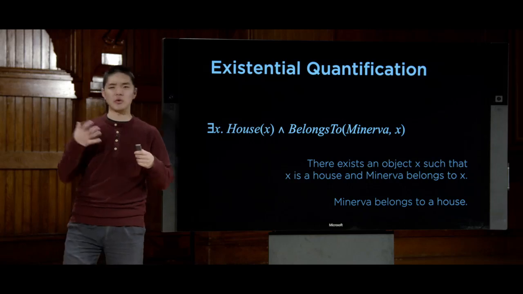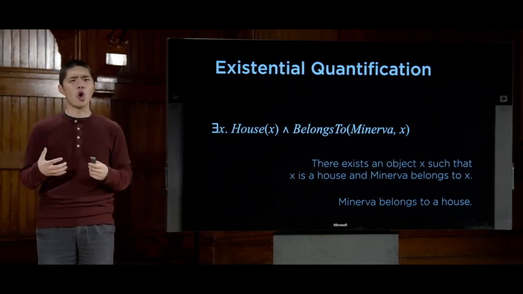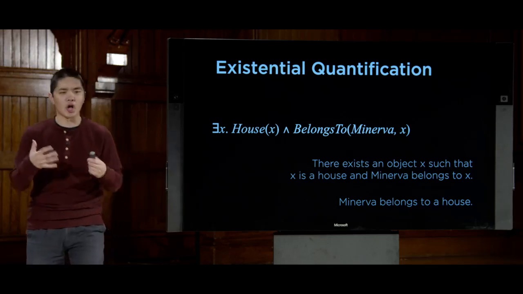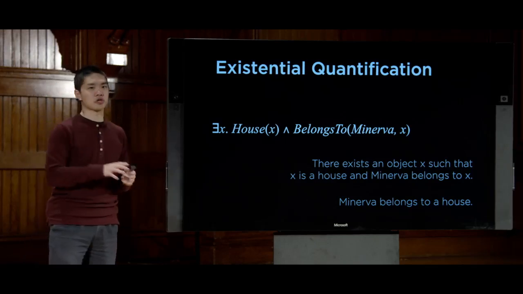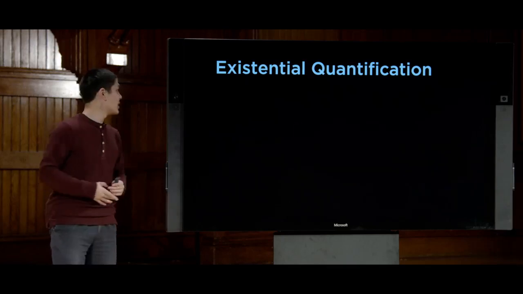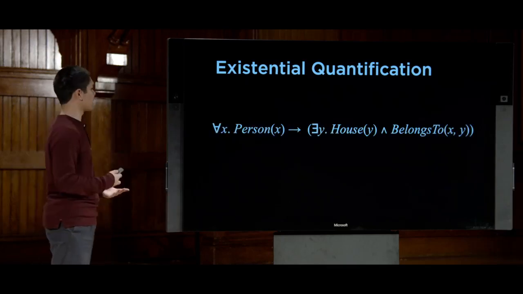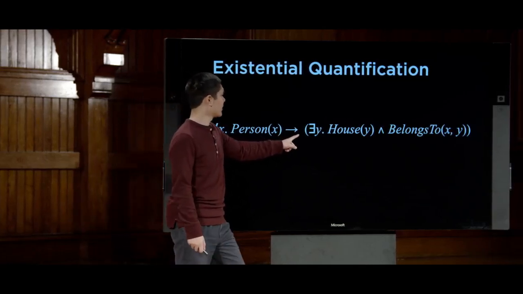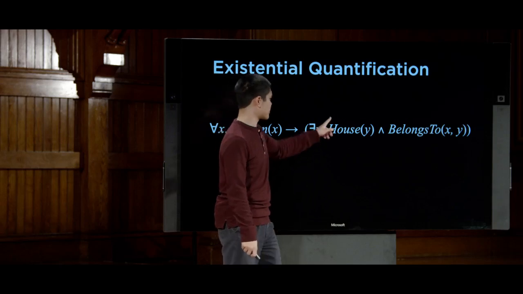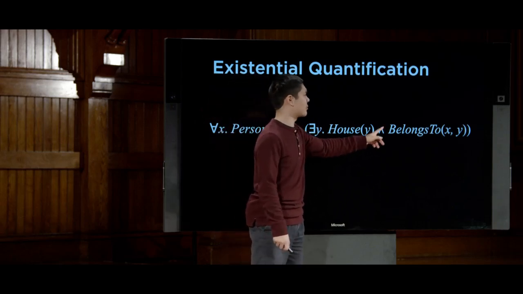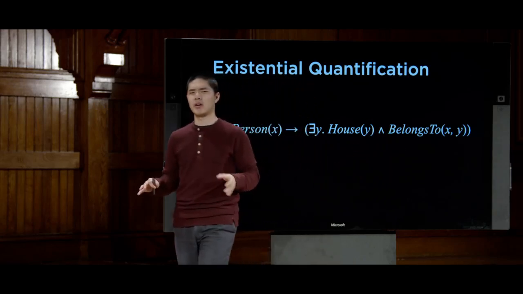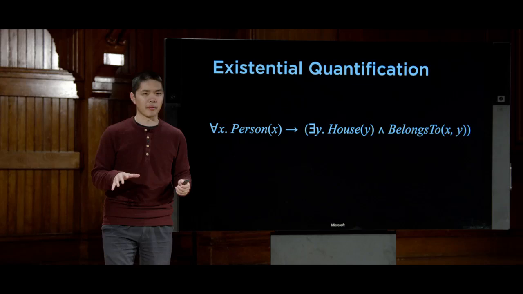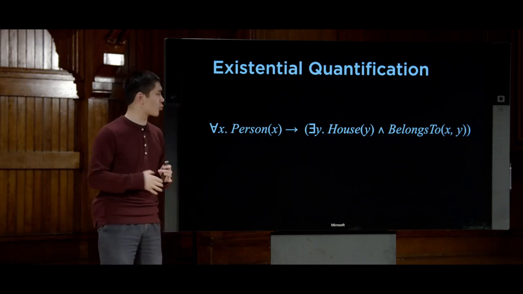And combining this universal and existential quantification, we can create far more sophisticated logical statements than we were able to just using propositional logic. I could combine these to say something like this: for all x, person(x) implies there exists a y such that house(y) and belongs(x, y). All right, so a lot of stuff going on there, a lot of symbols. Let's try and parse it out and just understand what it's saying.